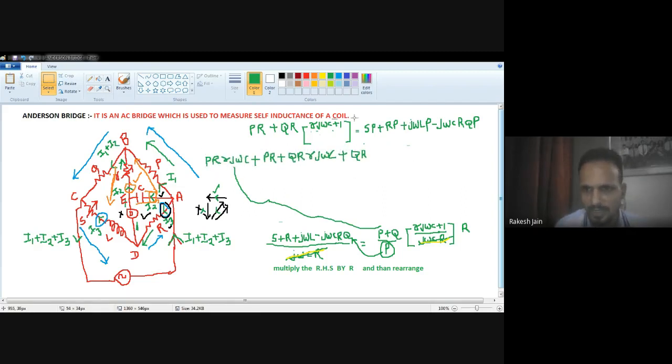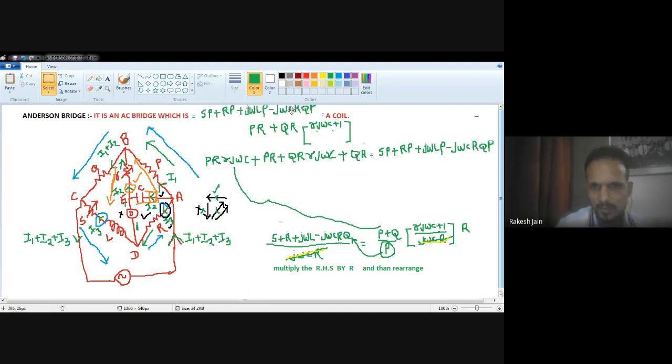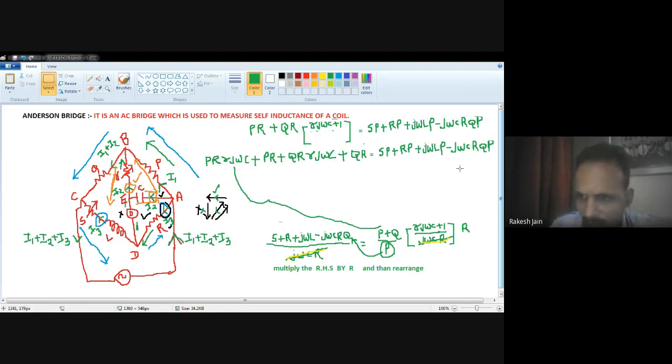And what will be the right hand side? The right hand side will be this total term. So now see PR R j omega C. What will we find out now? PR to PR will cancel out. With this black color, I am going to cancel out. See, this PR will cancel out with this RP. Now RQ will be remaining.